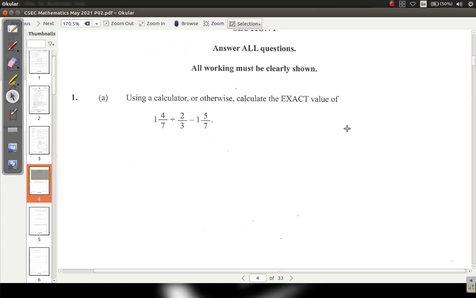Now, this, people, is the May 2021 CSEC mathematics paper. And we're going to discuss the solutions to this paper in the Jamaican language. Alright? So, we are at question 1A right now.